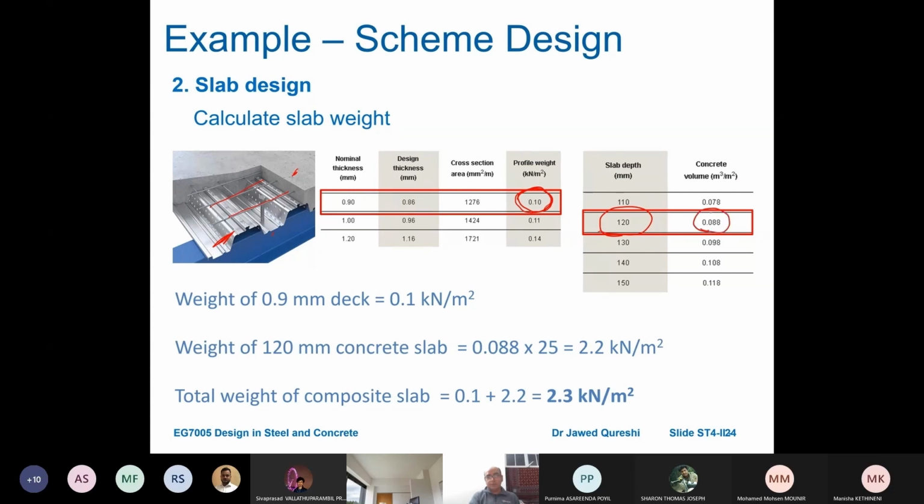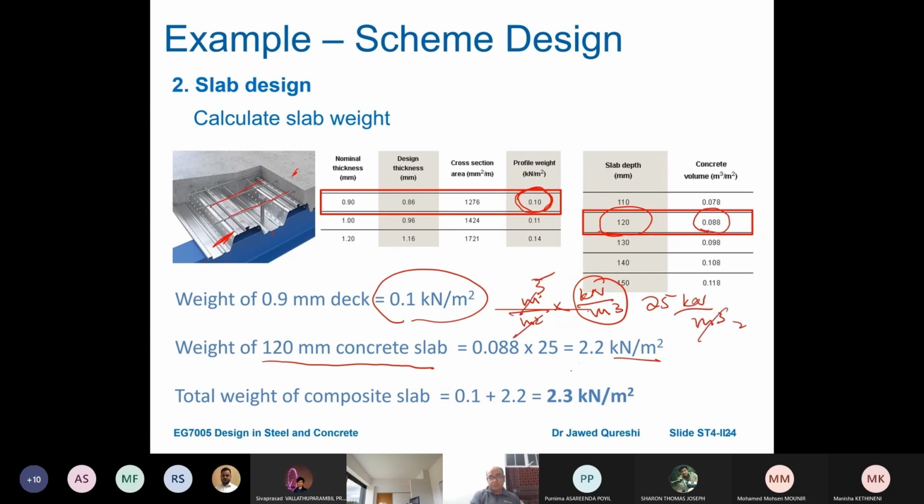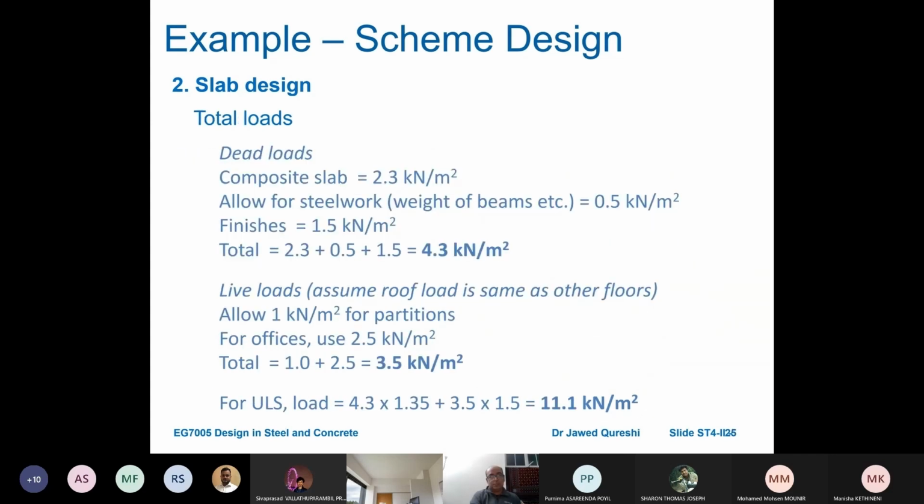If we multiply this volume with the density 25 kilonewton per meter cube, this will give me weight of the concrete. Now the total weight of the slab is going to be the weight of the sheeting plus weight of concrete. This will give me 2.3. All I have to do is to add up this weight into earlier weight. So dead loads are 2.3 for the composite slab. This is the self weight.